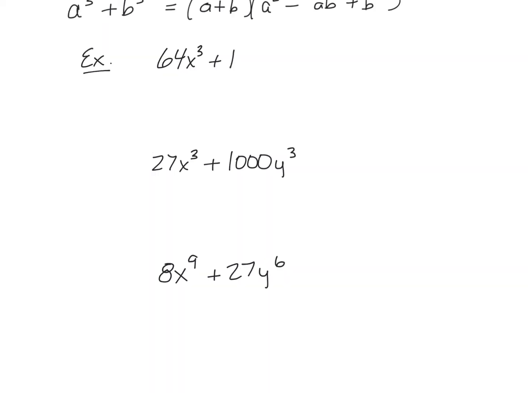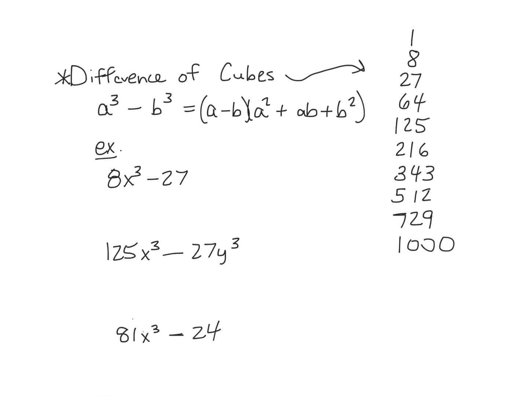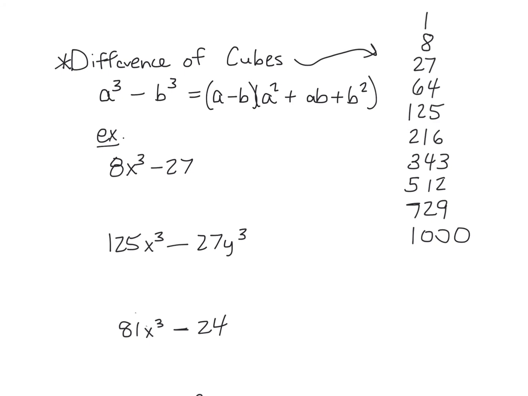All right, now something that's a little bit new since we're expanding this is we could have difference of cubes. So to do this, we have a subtraction sign, and then we have two perfect cubes. Remember, this is going to be our list right here of perfect cubes. Those are the first 10.